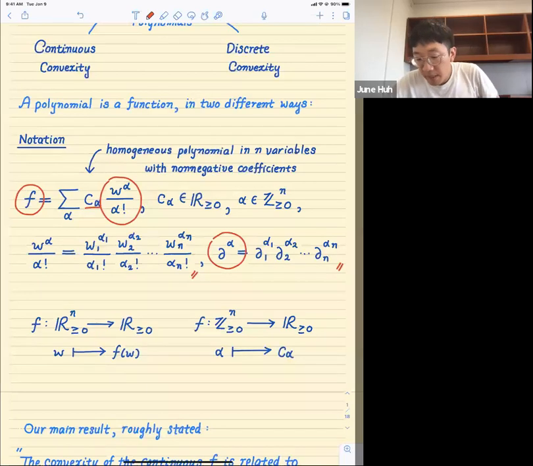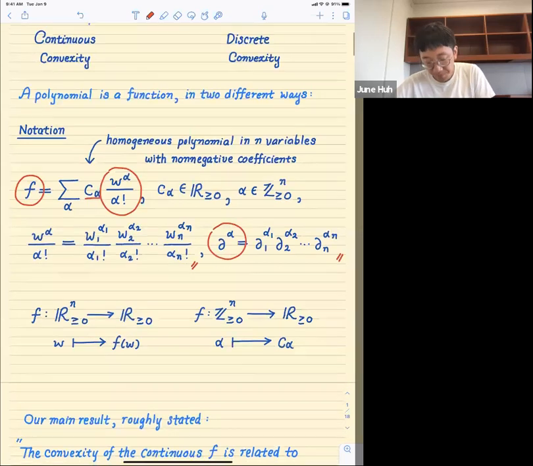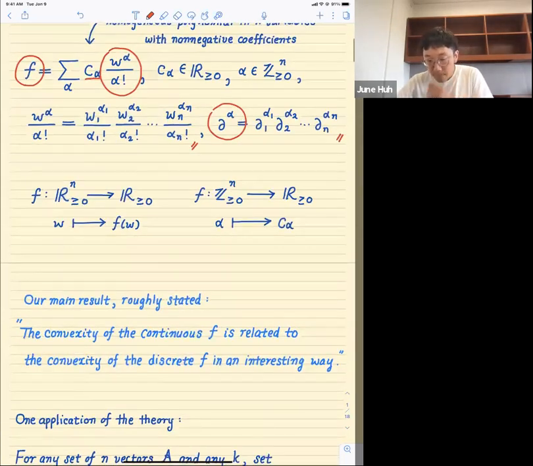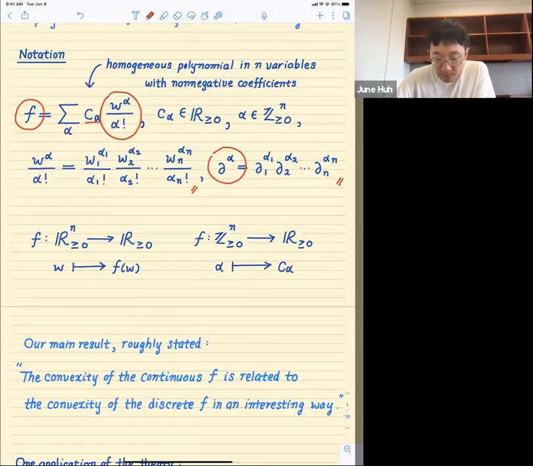And that geometry will play an interesting role in the theory. So the main result that I'm going to introduce later, if you state it very roughly, says that the convexity of this continuous function f is related to the convexity of this other discrete function f in an interesting way. I'll gradually make this statement more and more precise.